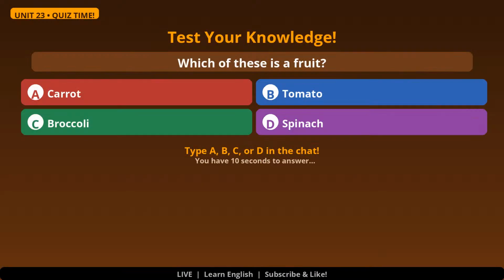Pop quiz. Here's the question. Which of these is a fruit? Option A, carrot. Option B, tomato. Option C, broccoli. Option D, spinach. Think about it. Type A, B, C, or D in the chat. You have 10 seconds.